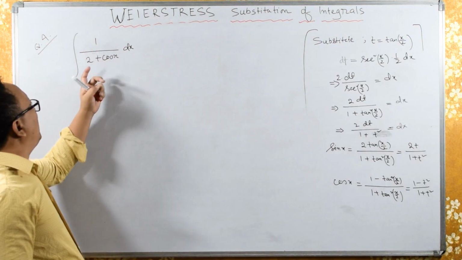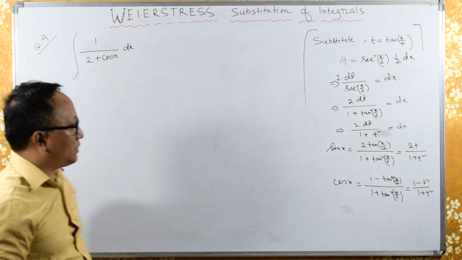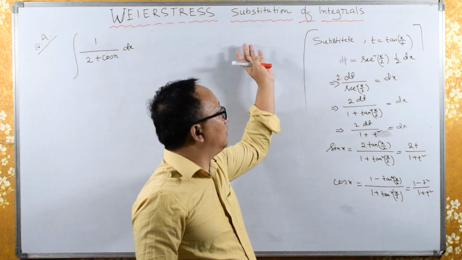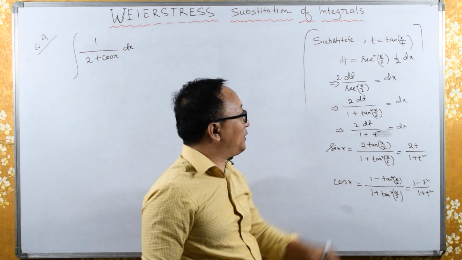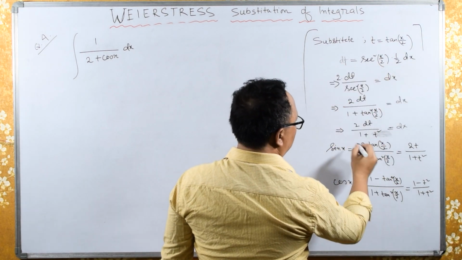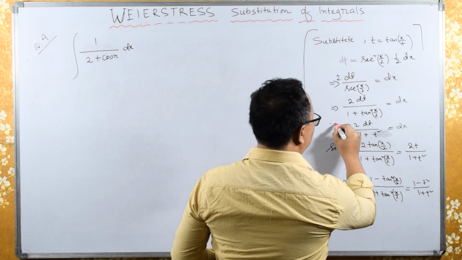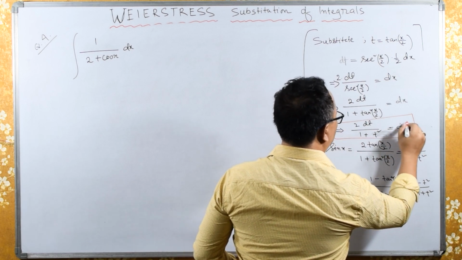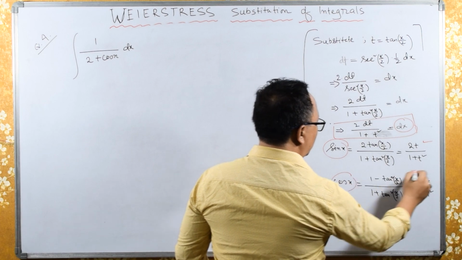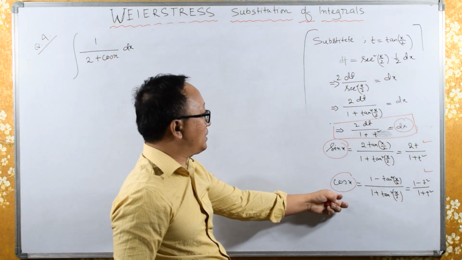Now, integral of 1 upon 2 plus cos x dx, we have to solve this with the help of Weierstrass substitution. In the previous lecture, I already explained we have to substitute t equals tan x by 2, and if you differentiate, you will get dt. I already explained this in the previous lecture. We need dx in terms of t, sin x in terms of t, cos x in terms of t. Now since it has cos x, we will use cos x and dx.